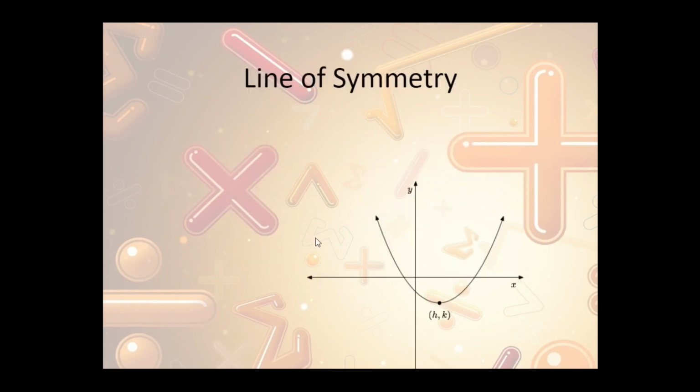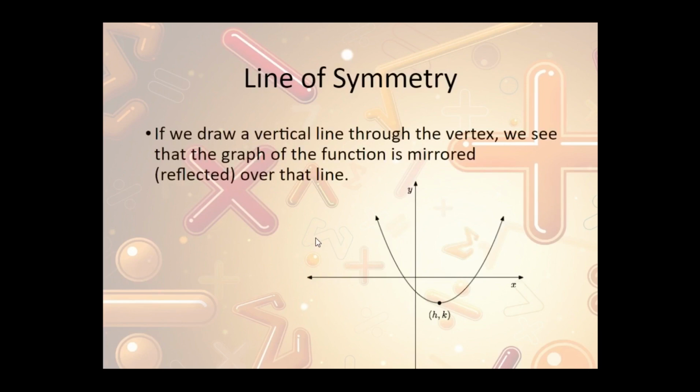Now, the line of symmetry. So if we draw a vertical line right through the vertex, right through here, we should be able to see a mirrored image. So if we look here, here's my vertical line right through the vertex, and notice this point here and this point here should be exactly the same distance from this line. If I pick any other point, this one and this one, they should be exactly the same distance from the line of symmetry. So it's reflected.